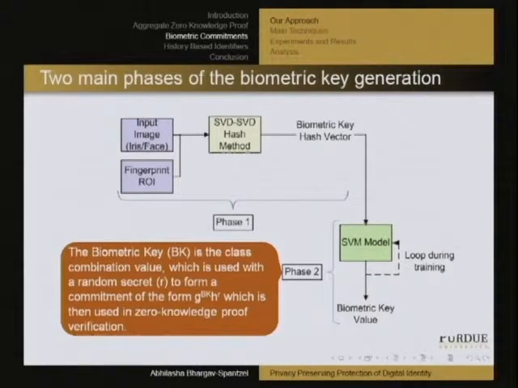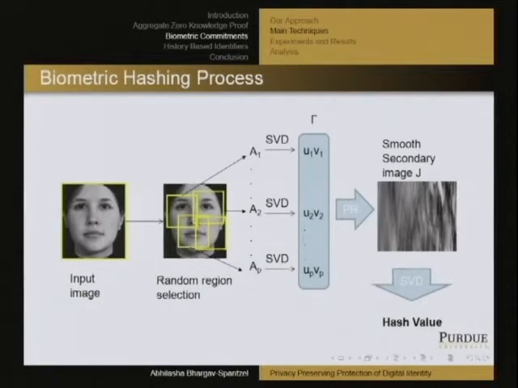So we commit this biometric key along with another random, which is used again in the zero knowledge proofs. Let's go a little more in depth into how this particular hashing is done. The procedure is rather interesting. The input image is taken, and then various parts, sub-images of the original image, are taken. These squares are selected pseudo-randomly based on some secret.